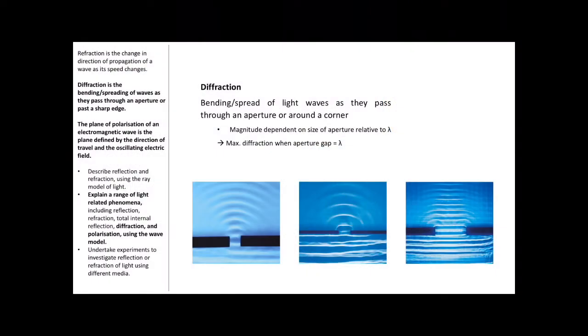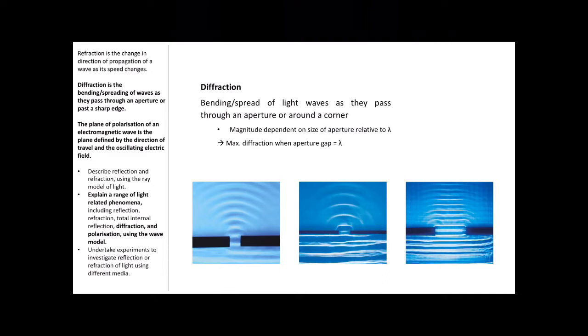Diffraction is the bending or spreading of waves as they pass through an aperture or past a sharp edge. The plane of polarisation of an electromagnetic wave is the plane defined by the direction of travel of the oscillating electric field. In Stage 1 physics, you need to be able to explain a range of light-related phenomena, including diffraction and polarisation, using the wave model.